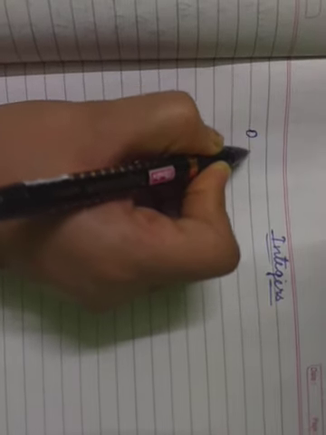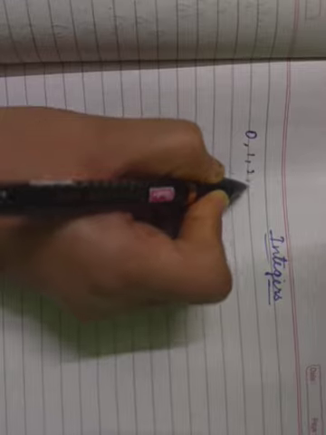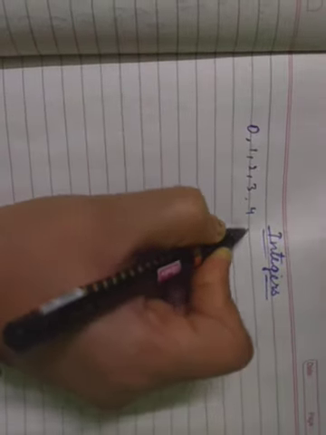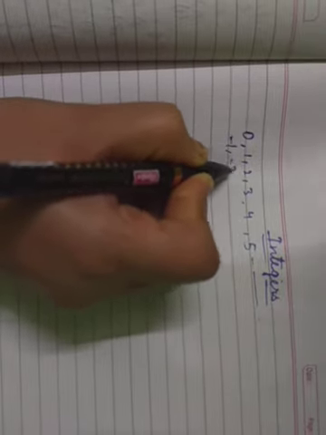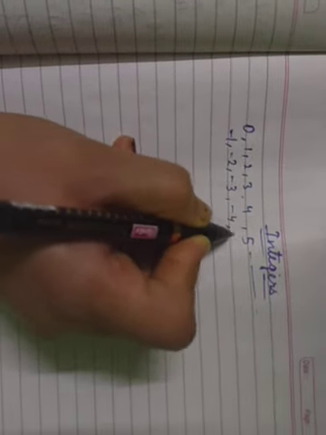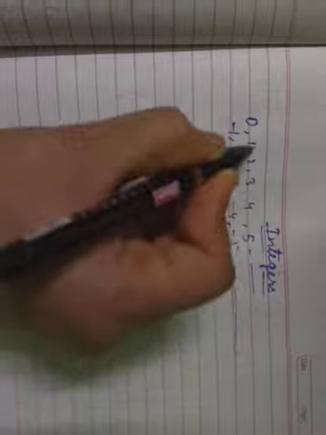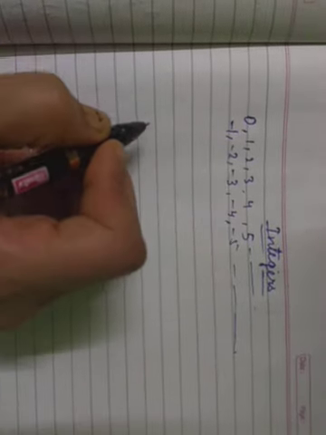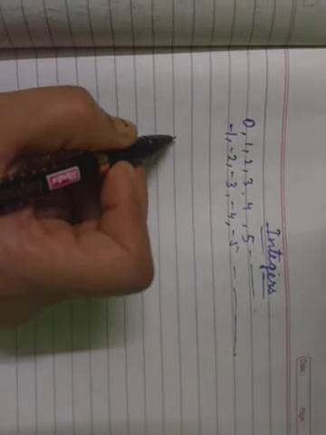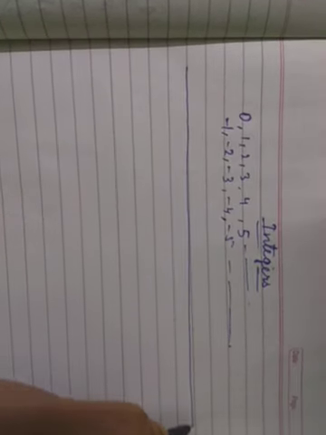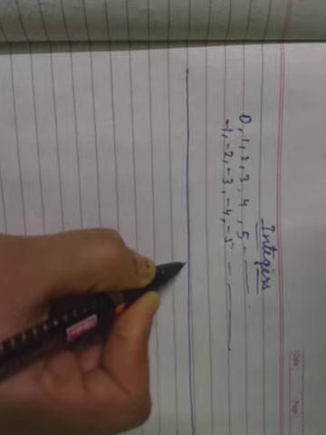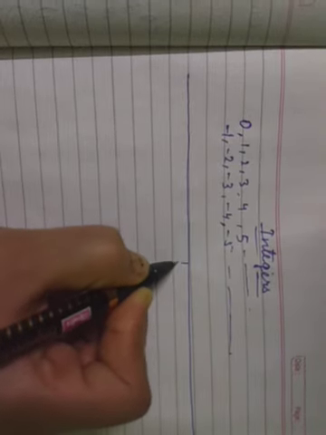Let's see. In integers 0, 1, 2, 3, 4, 5 and so on. Also -1, -2, -3, -4, -5 and so on. These are integers. Now in integers the very important thing is number lines. So let's see how we will put these numbers on number lines.